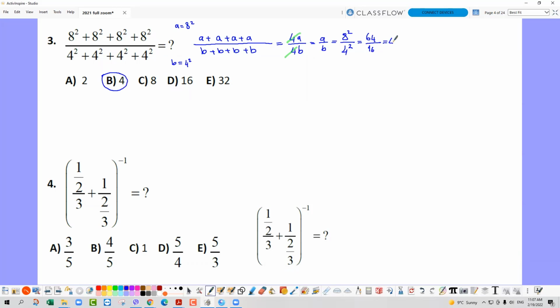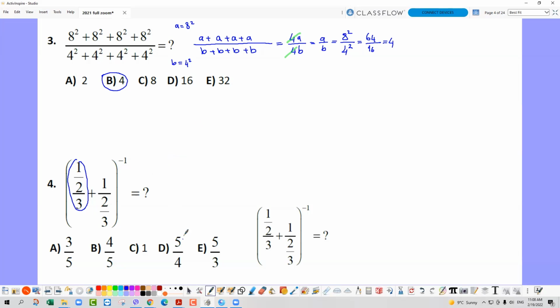So the answer is 4 here. Here we have a negative power, and inside the negative power we have division of a fraction by an integer. So we need to be careful about this one. I'm going to do this one by one. Let's say I'm going to find what this one is, and what this one is.